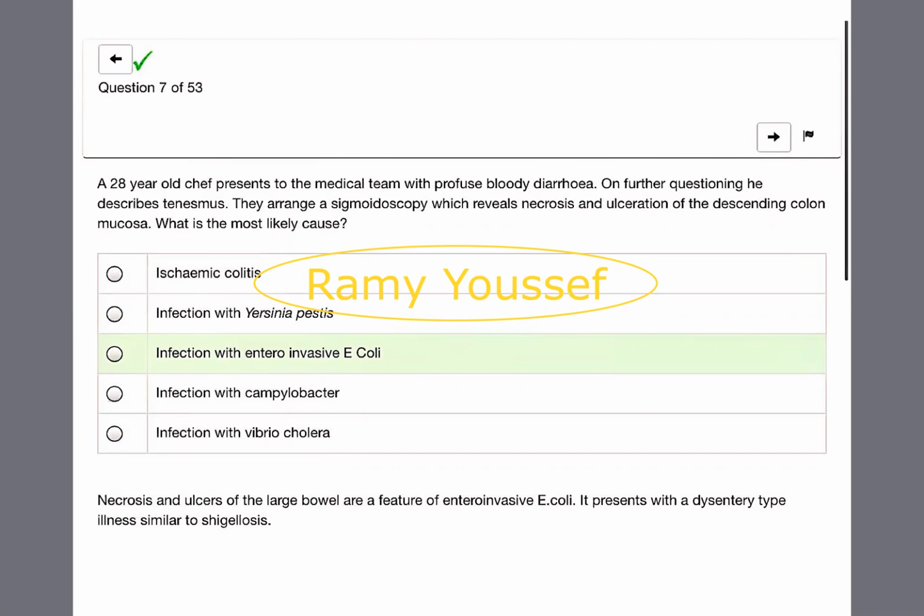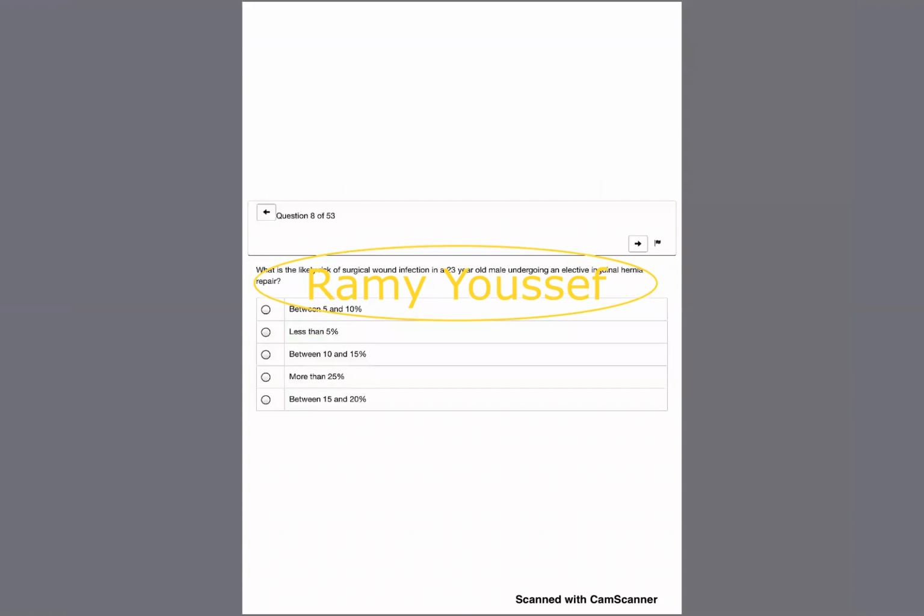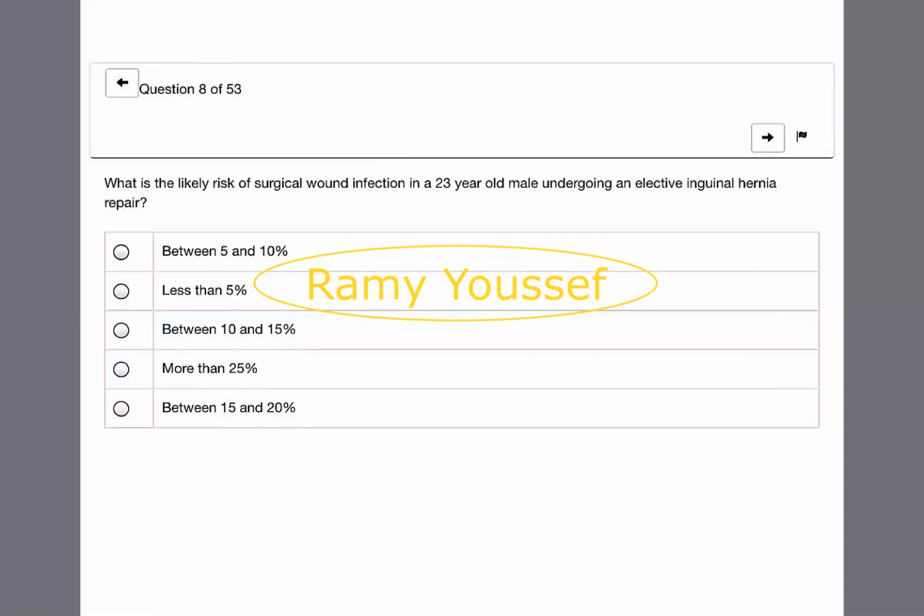And this criteria of ulceration and bloody diarrhea. Okay, so it is infection with enteroinvasive E. coli. I think we have some data about E. coli. We'll face it in the next questions.